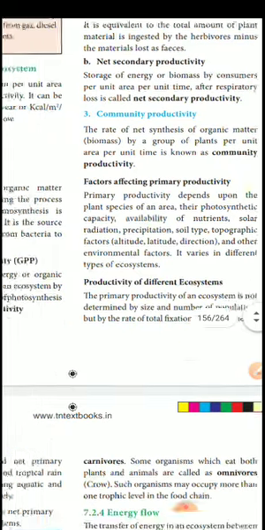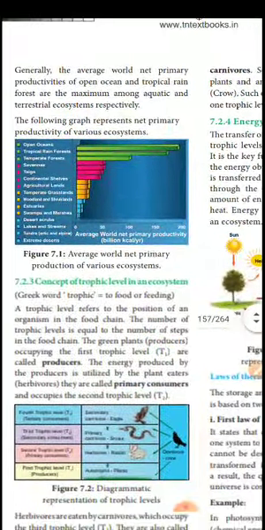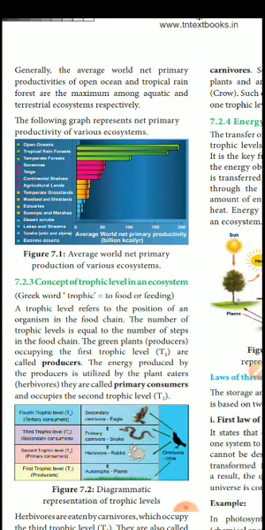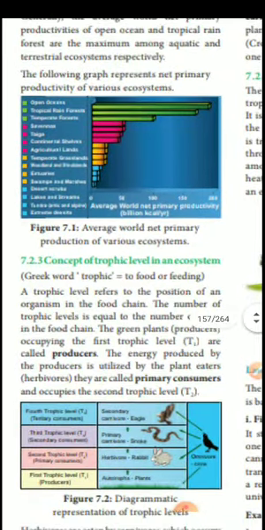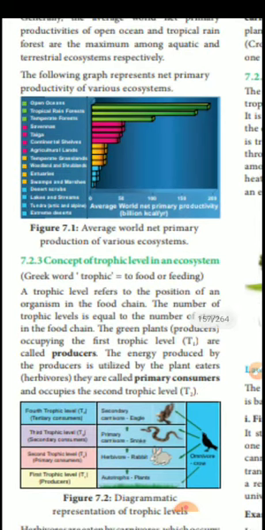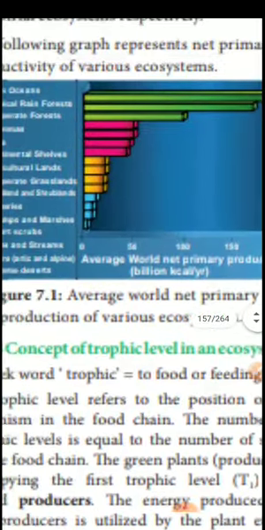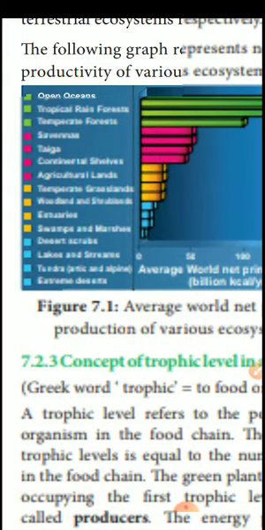Next, productivity of different ecosystems. Generally the average world net primary productivity is lowest in open ocean, and the maximum is in tropical rainforest, among aquatic and terrestrial ecosystems. The following graph represents the net primary productivity of various ecosystems.